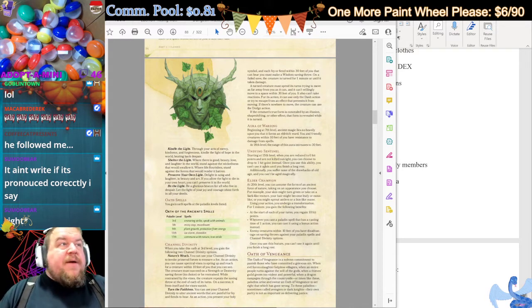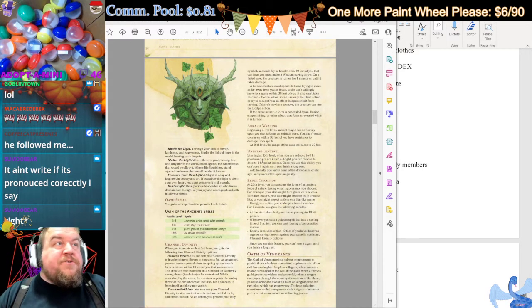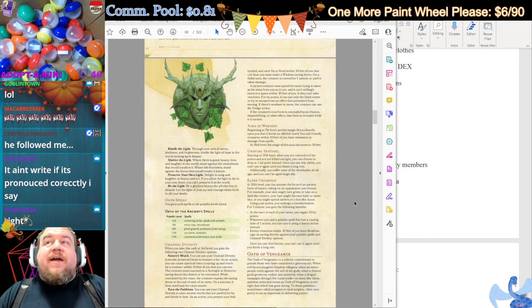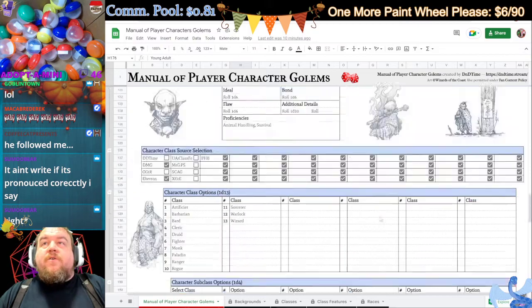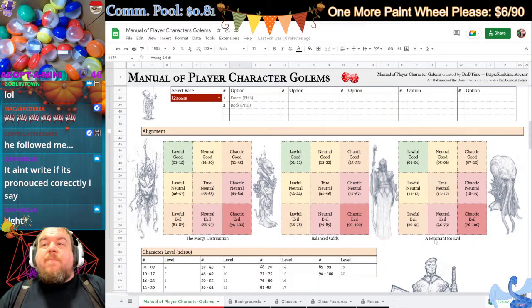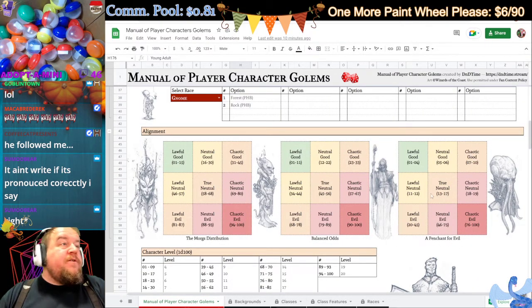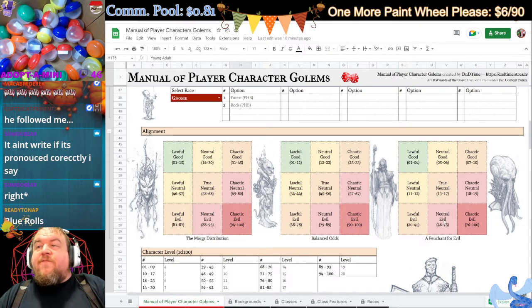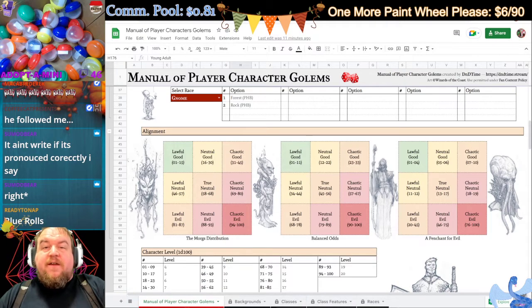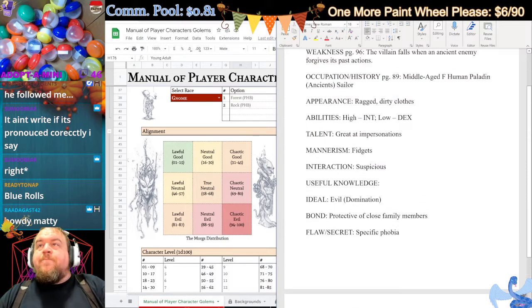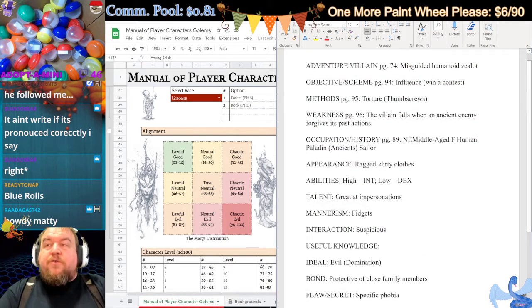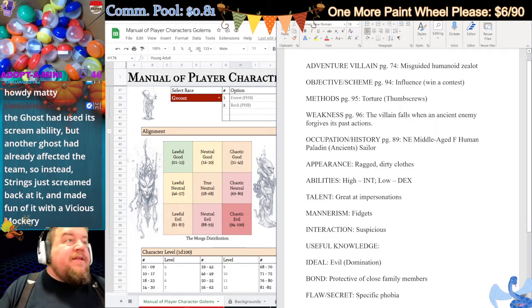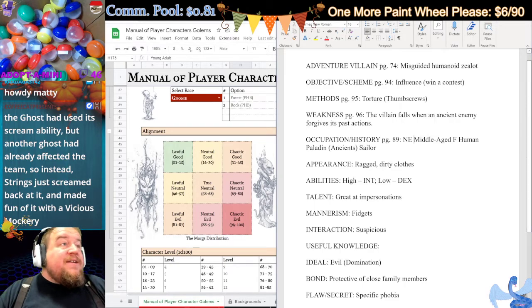Derek, I need you to type exclamation point 1D100. I want you to give me the alignment of our villain. And in the spirit of things, we are going to use the A Penchant for Evil distribution. Rolled a 51. We have a good old-fashioned neutral evil character. We have a neutral evil middle-aged female human Oath of the Ancients paladin with a background in being a sailor.